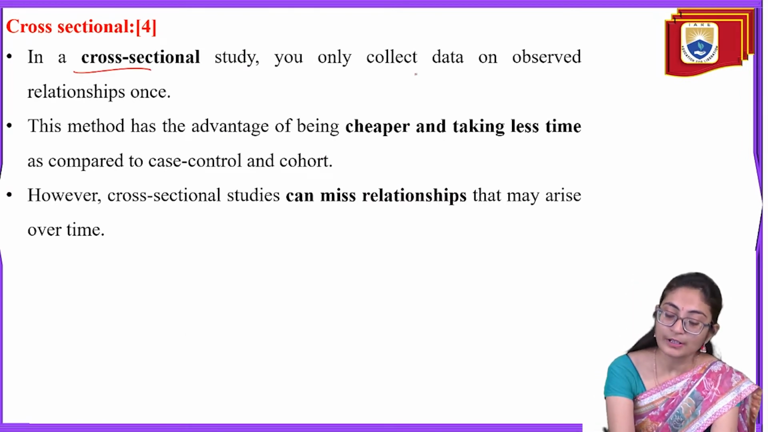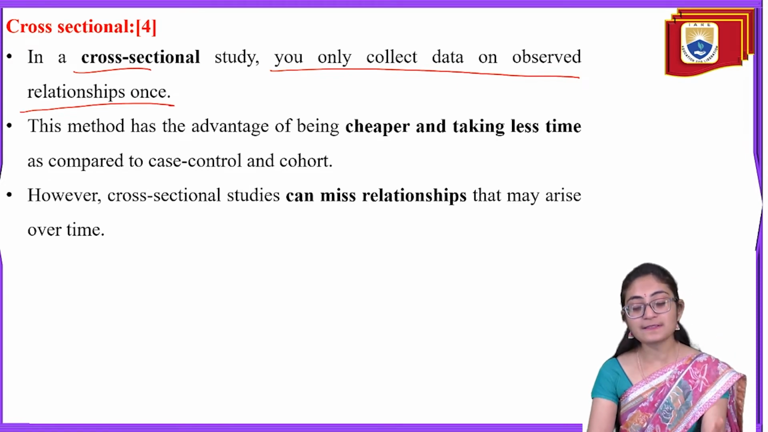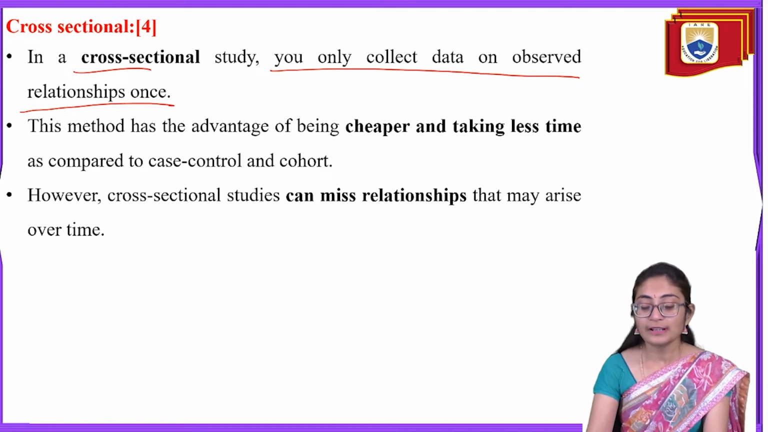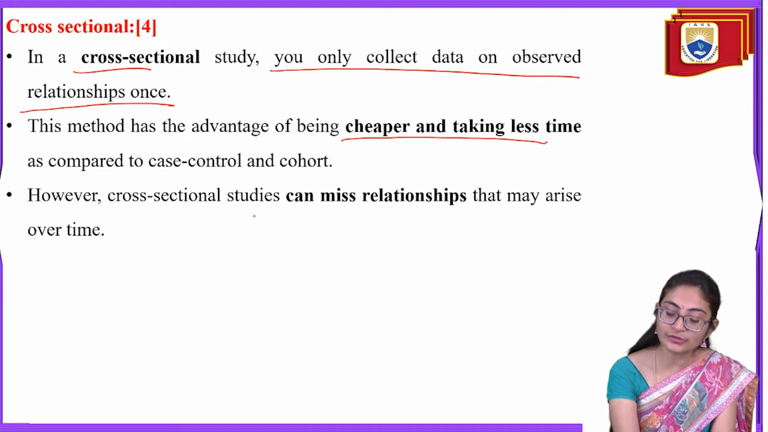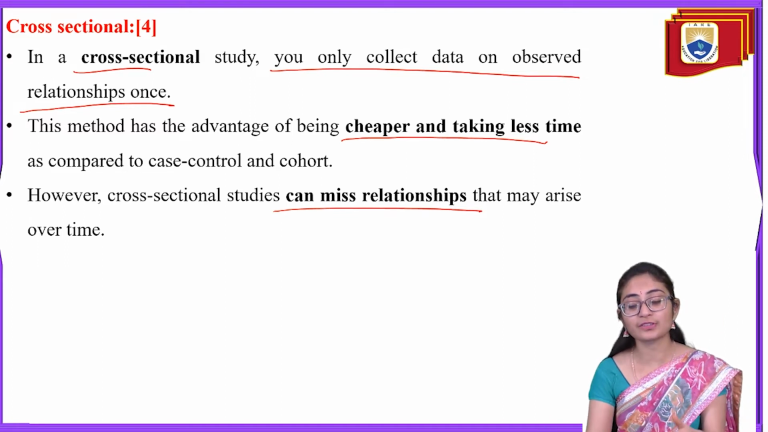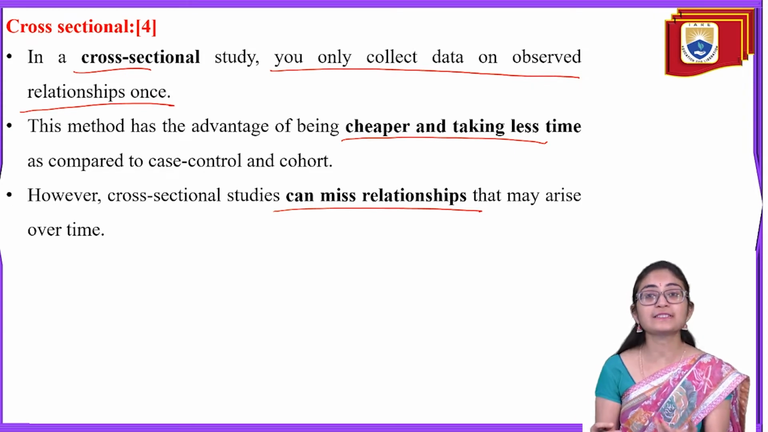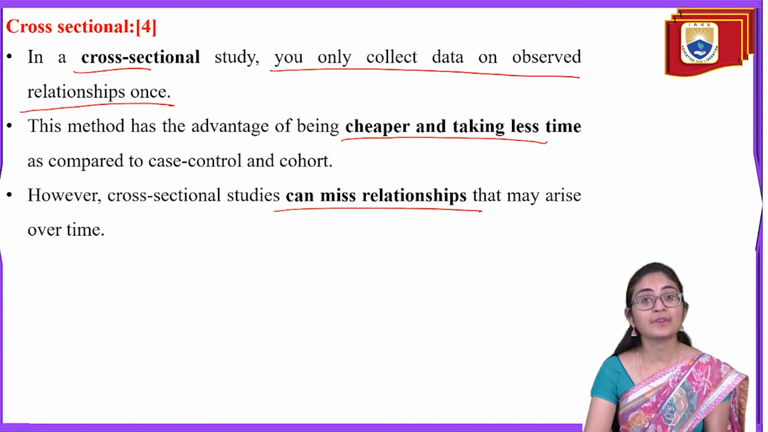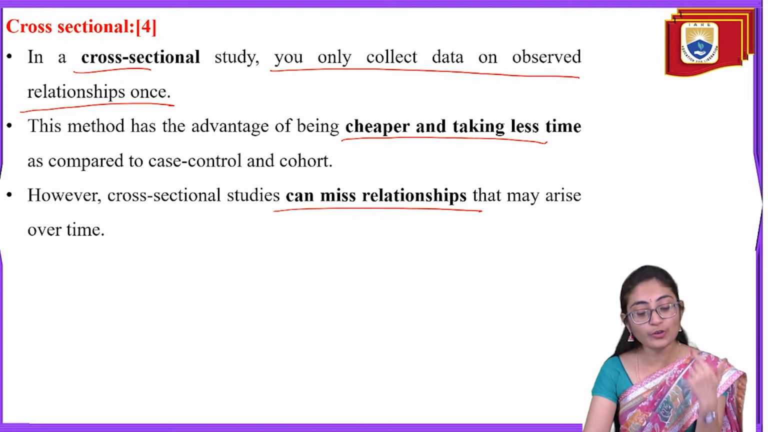In a cross-sectional study, you only collect the data on observed relationships. That means in a cross-sectional study, you just observe, watch, and after that you collect the data. This method has the advantage that it's cheaper and takes less time as compared to case control and cohort. But cross-sectional studies can miss relationships that may arise over time. The best advantage is that it is a very cheap method and takes less time, but there is a disadvantage also: sometimes it can miss some relationships that only appear over time.